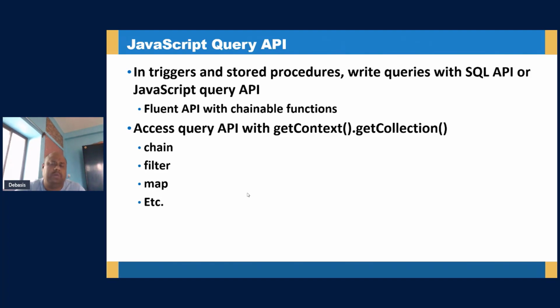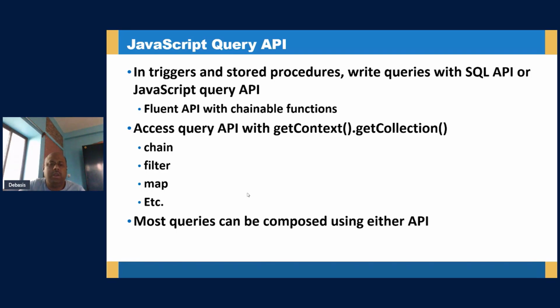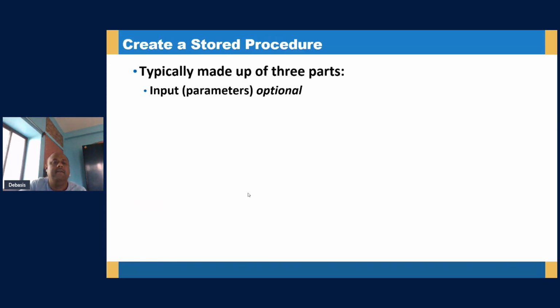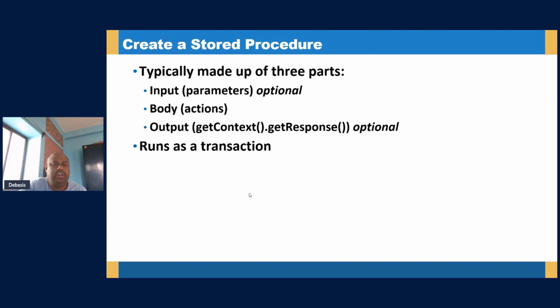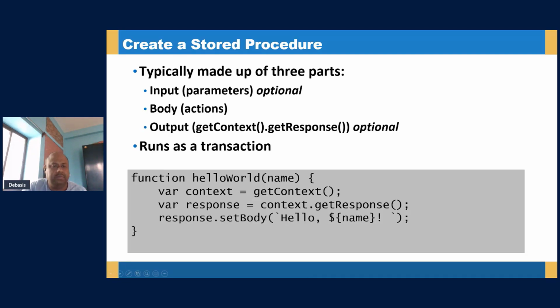For creating Cosmos DB applications, we need to use the JavaScript query API, which we have shown, and these are quite fluent-based APIs. Most of the queries can be composed using either API. So these are the steps for creating a stored procedure. This is a sample example, so we can create a stored procedure like this. Get contains the context of the database, and then fetch a response from the user, and we can set the response.